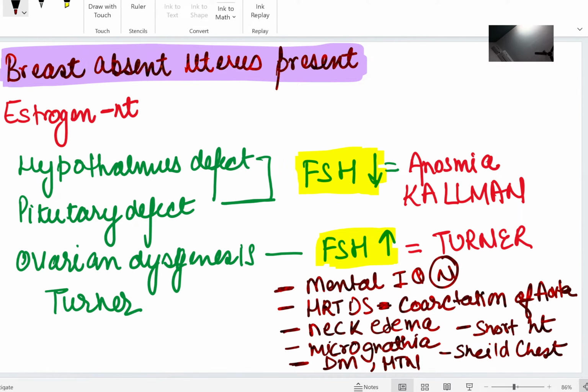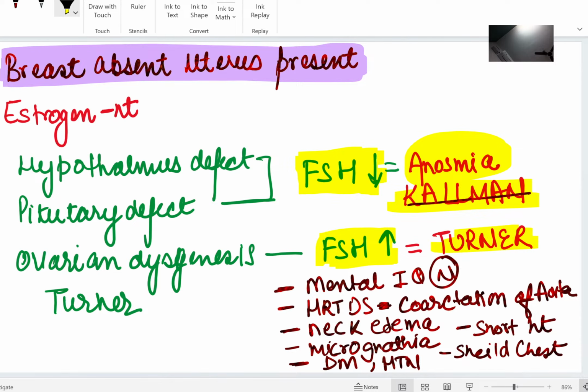What is the reason for hypothalamic failure? That syndrome is known as Kallmann syndrome. Okay, it is Kallmann syndrome. And what is the typical history given by the patient? The typical history given by the patient is anosmia. Okay, and if there is ovarian dysgenesis, then it is Turner syndrome.